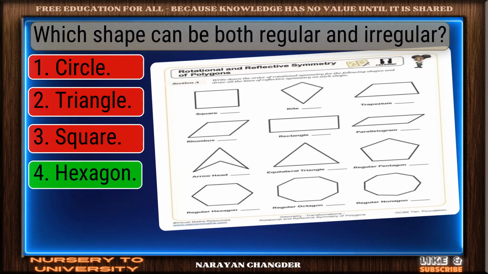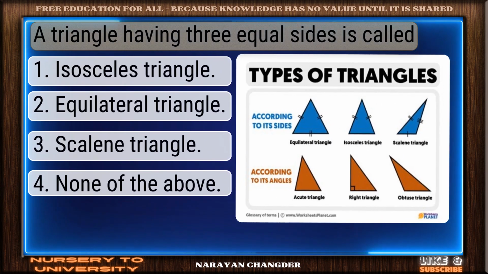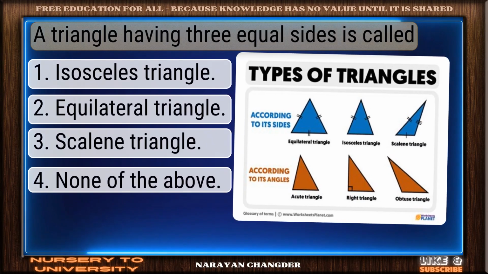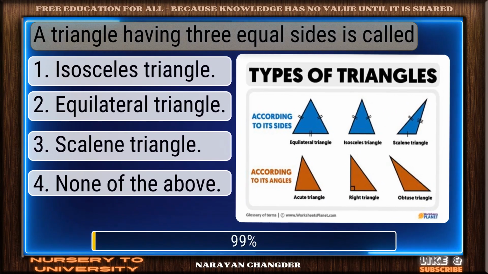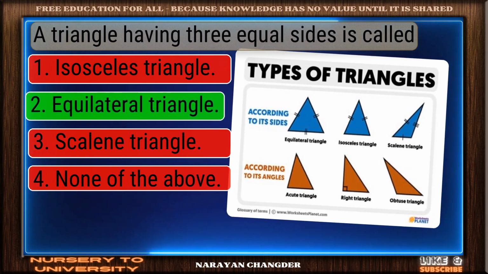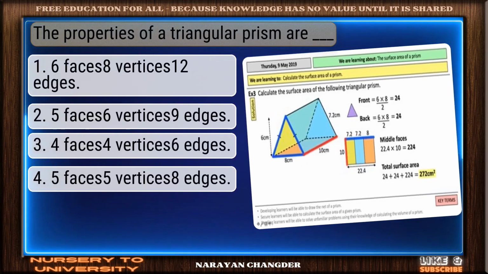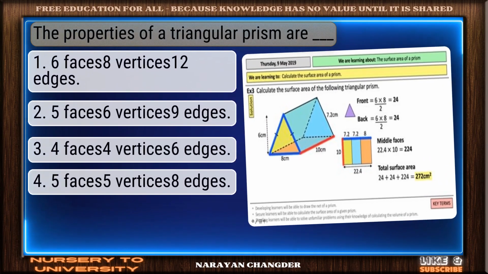Excellent. Hexagon is a brilliant choice. Question number 165. A triangle having 3 equal sides is called. Good job. Your answer, equilateral triangle, works well here. Question number 166. The properties of a triangular prism are dash.